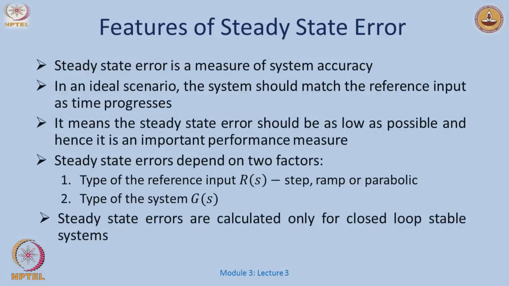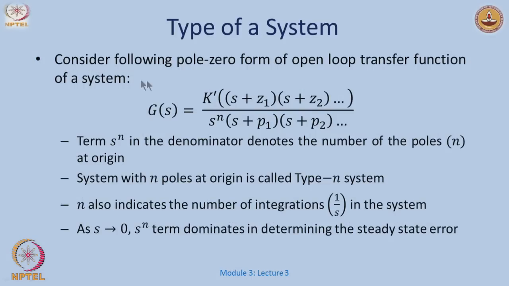I will come back to this slide a little later, but the type of a system is defined by the number of poles at the origin. So, if I have a system in the pole-zero configuration, G of s could typically be some gain with a set of zeros, with a set of poles, and additionally some set of poles at the origin.